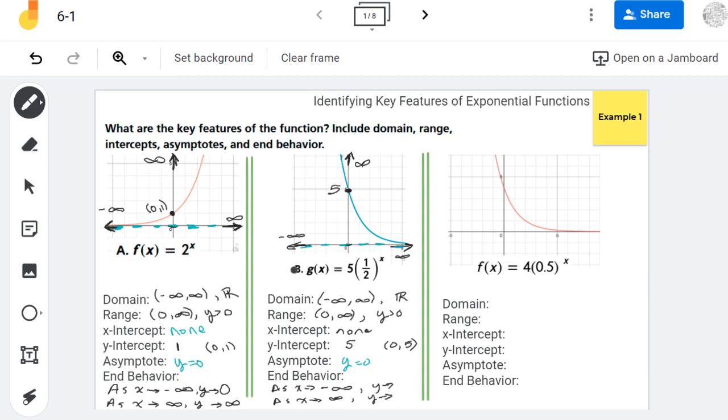Alrighty, so now we're going to look in the directions that they're traveling, right? So as x is approaching negative infinity, so as I'm coming to the left, where's y going? Well, y is going up and out for forever, so y is approaching positive infinity. And as x is approaching positive infinity, so as we're going to the right, you can see that y here is approaching 0, which is our asymptote.